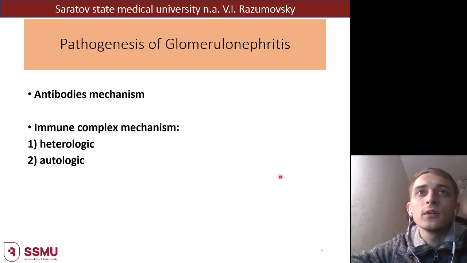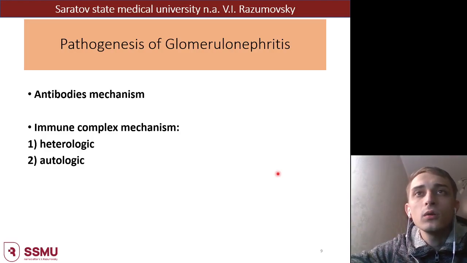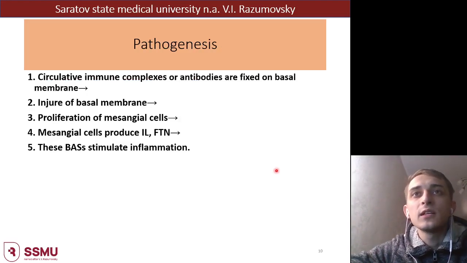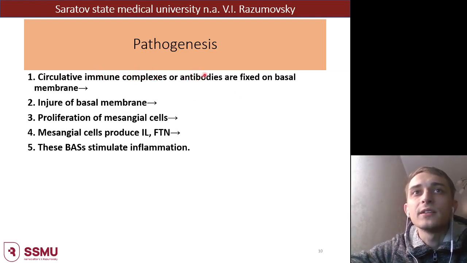Pathogenesis of glomerulonephritis includes two main mechanisms. It may be an antibody mechanism or a mechanism of immune complexes. All of these mechanisms have 5 stages, and are associated with accumulation and circulation of immune complexes or antibodies and their fixation on the basal membrane.